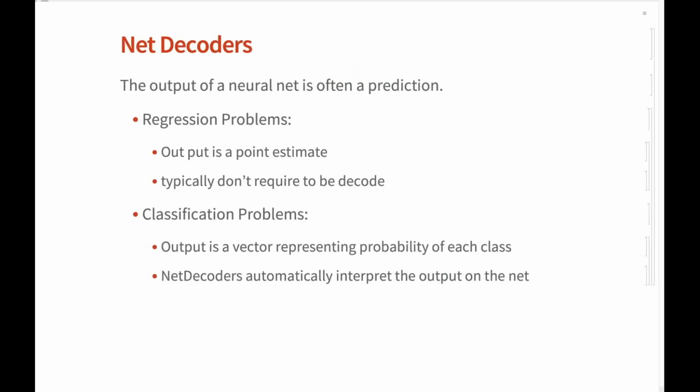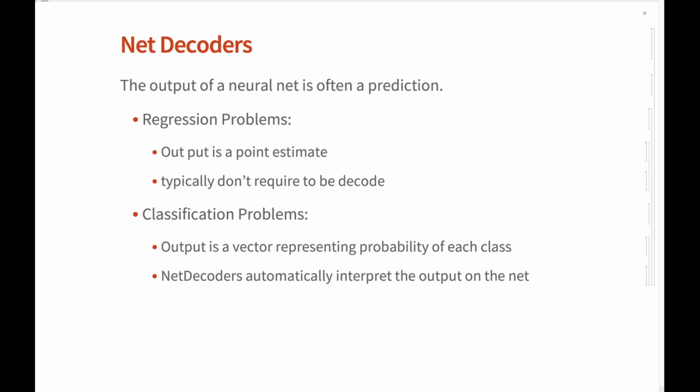Now let's take a look at the net decoders. For the outputs of the net, which is basically a prediction, for regression problems this prediction is typically a point estimate, which means it is a single number representing the value the net thinks is most likely to happen. Such outputs do not typically need to be decoded.